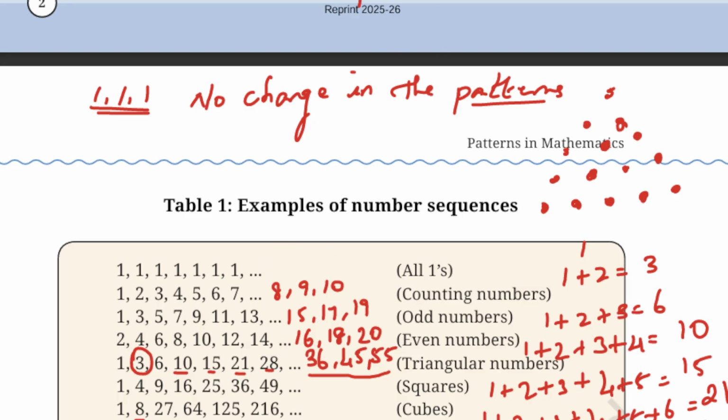Next if I am adding 8, so 28 plus 8 is 36. Again 36 plus 9 is 45. So 45 plus 10 is 55. Then 55 plus 11. So it goes on.